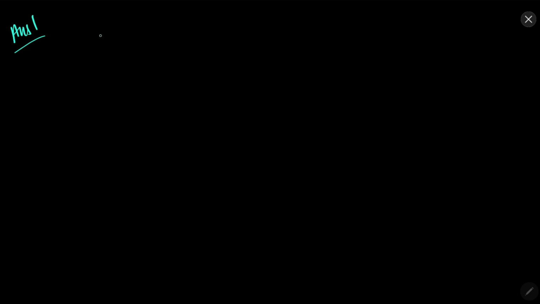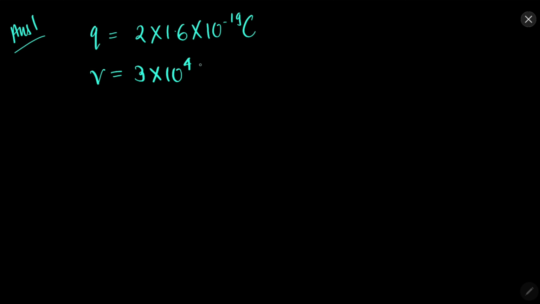So the first one, q is 2 into 1.6 into 10 to the power minus 19 coulomb, because the charge of an alpha particle is twice that. Alpha particle consists of 2 protons and 2 neutrons. So the 2 protons give its charge. The charge of 1 proton is this much, so therefore multiply by 2. Then velocity is 3 into 10 to the power 4 kilometer per second. Let's convert it into meter per second. So it will become 3 into 10 to the power 7 meter per second.